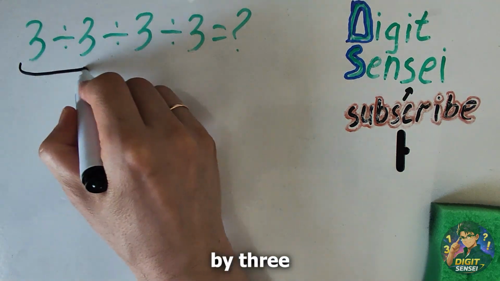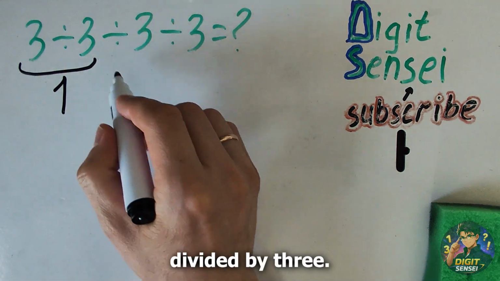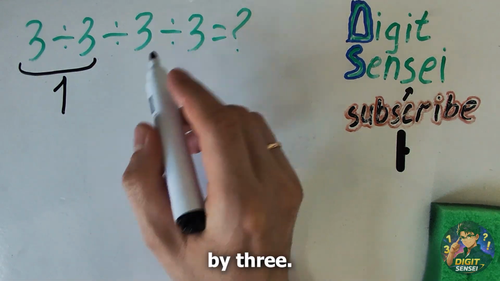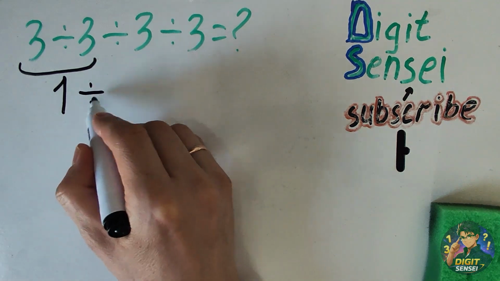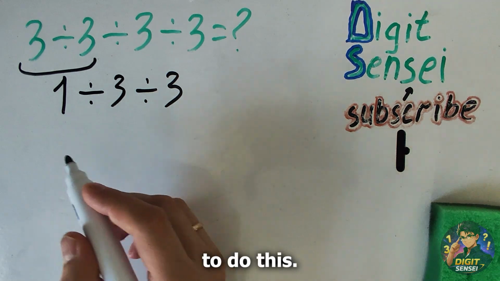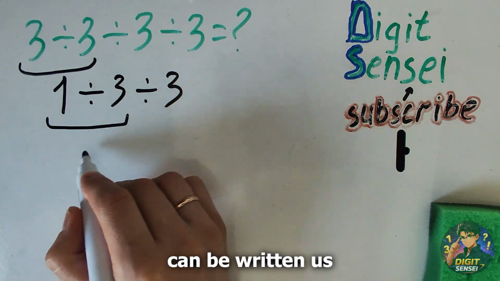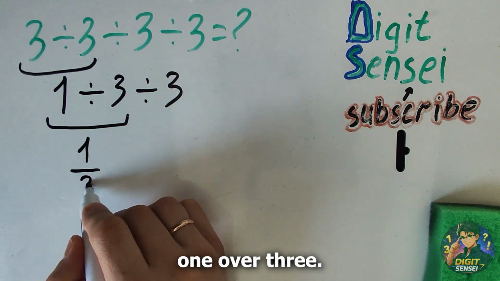3 divided by 3 gives us 1. So we have 1 divided by 3 and again divided by 3. Now we have to do this division. 1 divided by 3 can be written as 1 over 3.